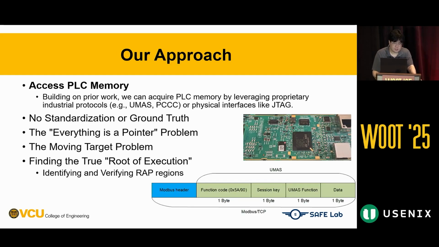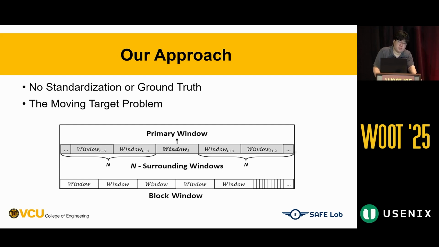Let's start with the easy one. Access to the PLC memory is through a proprietary protocol embedded in the industrial protocol, which is called Modbus. So this UMAS protocol is embedded in the Modbus protocol, which is widely used in industrial control systems. And our prior work has already shown that we can dump the memory of the PLC either by using this protocol or in a physical way, which is JTAG. Of course, you can chip off the PLC's chip, but then it's already been crashed physically. So I didn't include that method here.